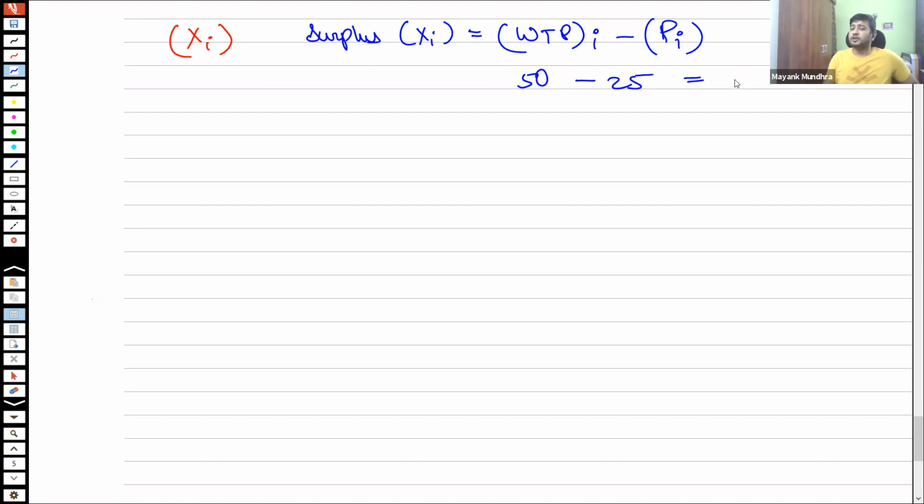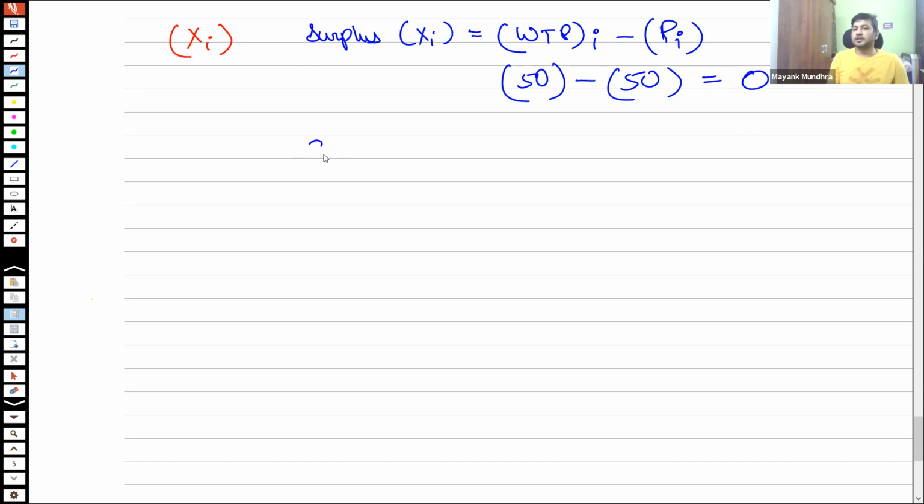Then the surplus in monetary terms which I have from consuming this ice cream is 25 rupees. But if the ice cream vendor knew that I get a benefit of 50 rupees from consuming this ice cream, that is, the maximum I'm willing to pay for this ice cream is 50 rupees, then he will charge me exactly 50 rupees. And then what happens is my surplus becomes zero.